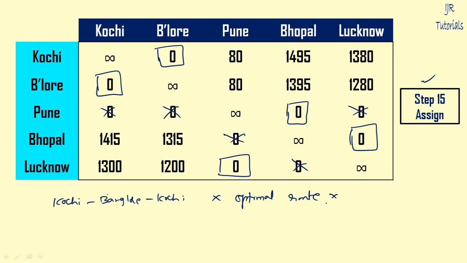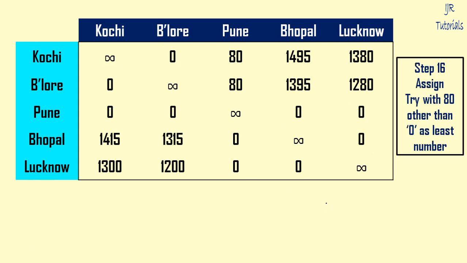So for that purpose, we have to do one more process. Step 16. For the same problem, step 16. In this case, try assigning with a number other than 0 as the least number. Up to this point we thought that 0 is the least number, but from the transportation point of view, if the optimal route is not identified, we have to take the next best number after 0.